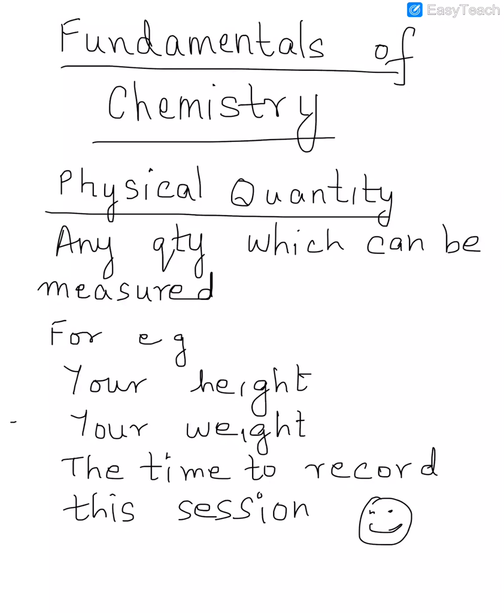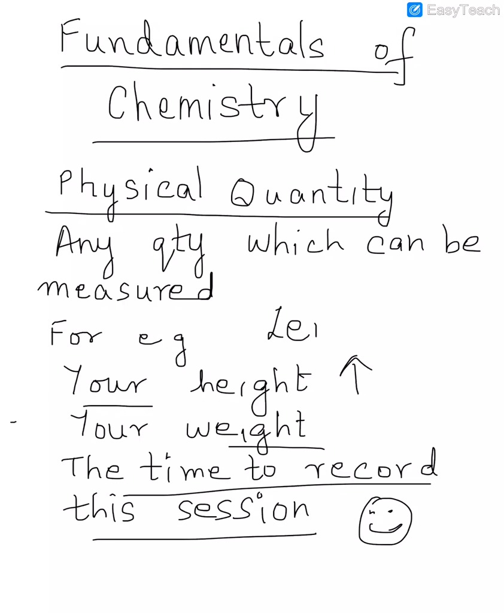Physical quantity: any quantity which you can measure. For example, your height, how tall you are, your weight, the time that you're going to spend listening to this video recording, right? All these are quantities which can be measured. Now, if I say your height, your friend's height, your teacher's height, the height of a tree, all of these, if you notice, are representing a basic fundamental quantity, what we call as length, right? So these can all be classified as one single quantity.